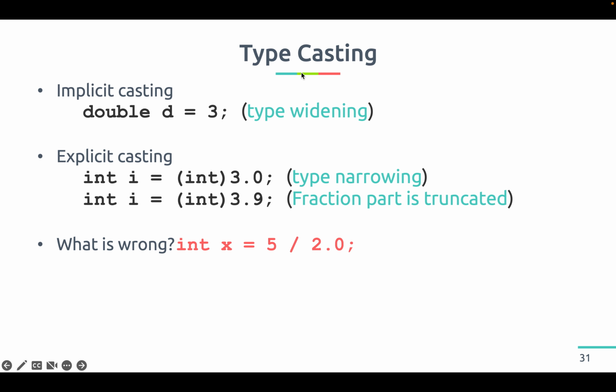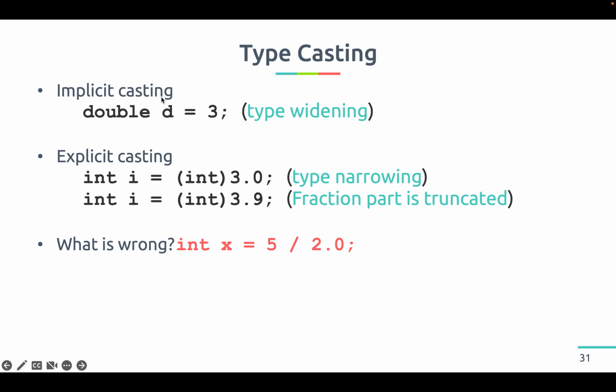Now we'll move on to typecasting. We have two different types of typecasting, implicit and explicit typecasting. Implicit means that we don't write it explicitly. We don't write it this way.